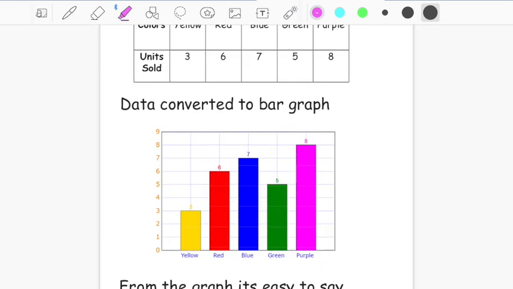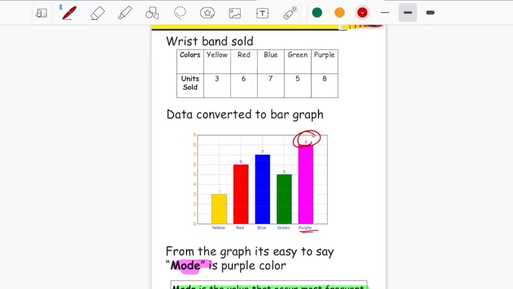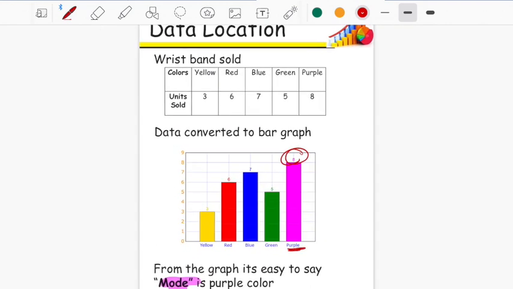See that? Now with the bar graph, one thing that is very easy to identify by just looking at it is the mode. Right? The mode is the number that occurs the most, or is most frequent. In this case, it's this guy, right? The mode is the purple color. So this was the one that you can say sold the most, right? Then followed by blue. Okay.